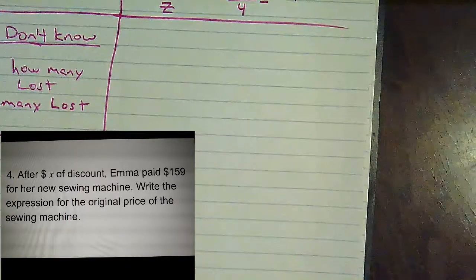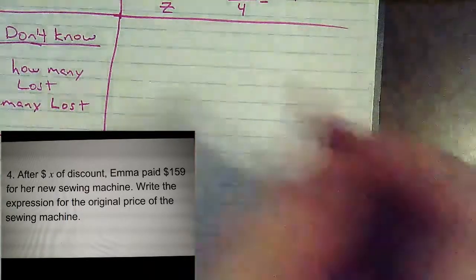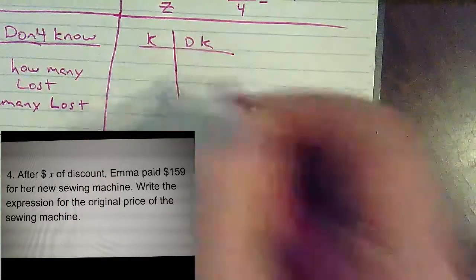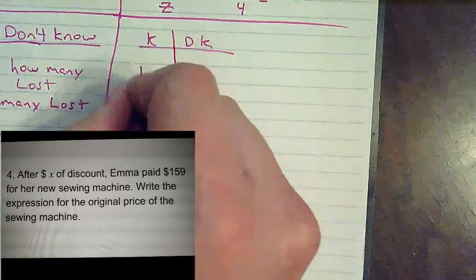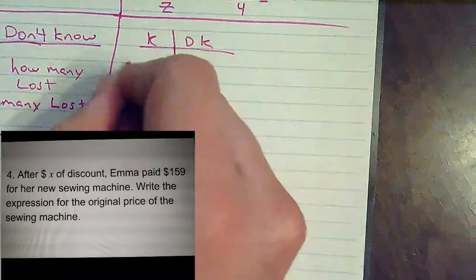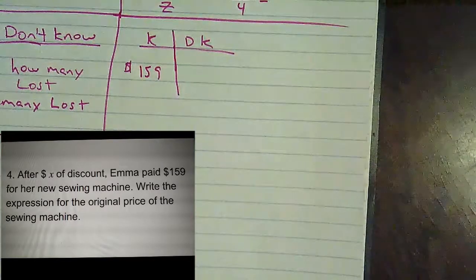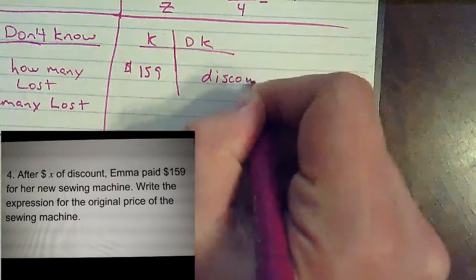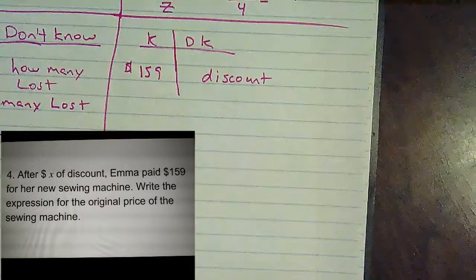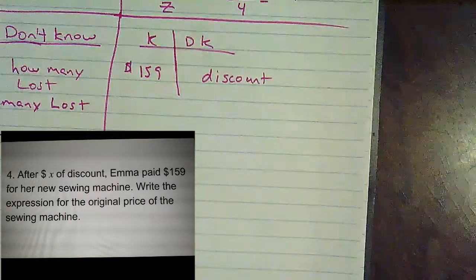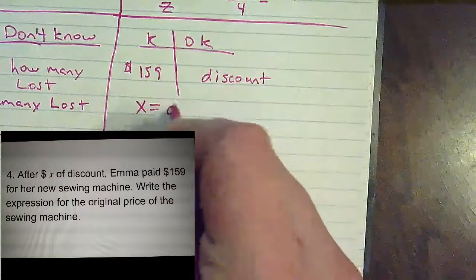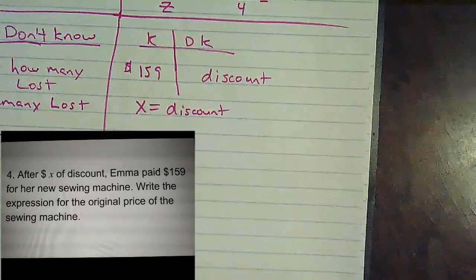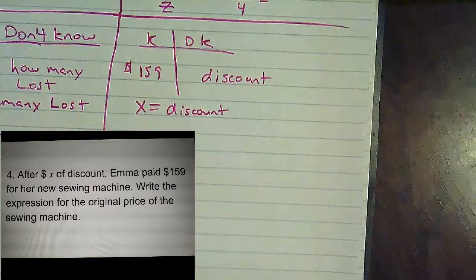Alright, so this problem right here, I know and don't know. We know how much she paid for the machine. She paid $159. But she got a discount. How much was the discount? No clue. So our discount, we're going to make X, and we need to know how much the sewing machine originally was.